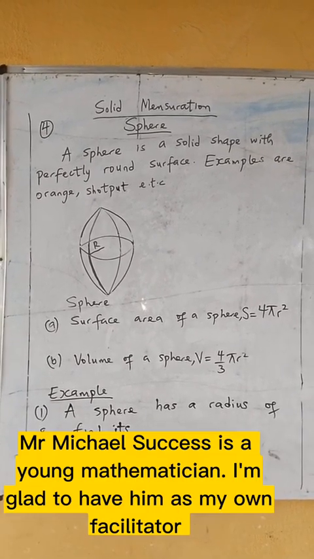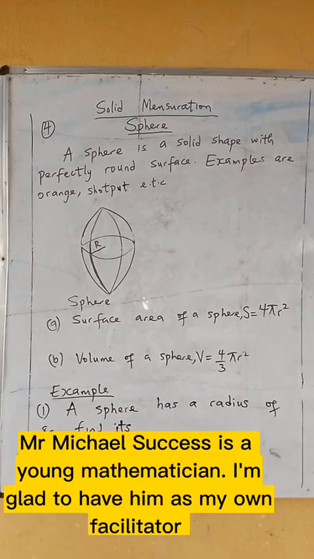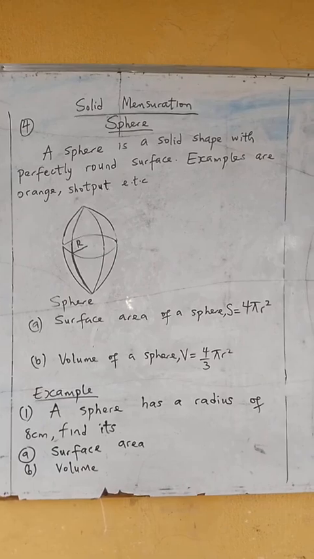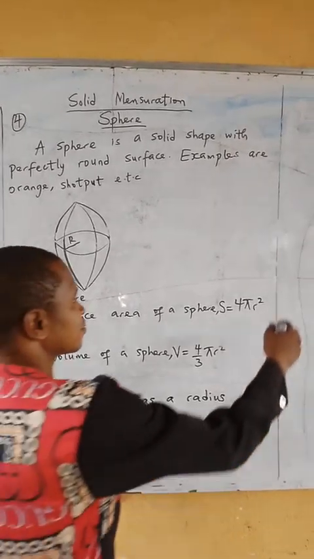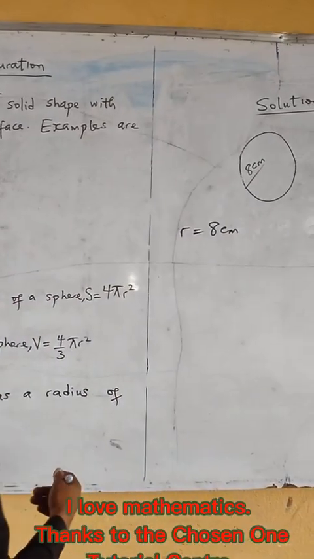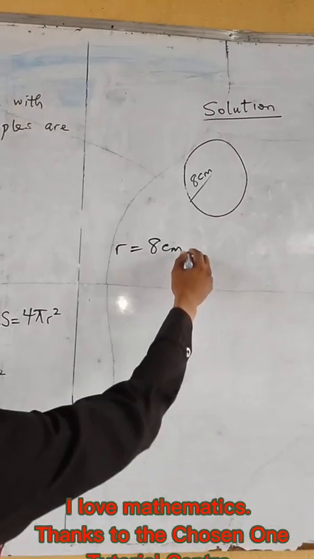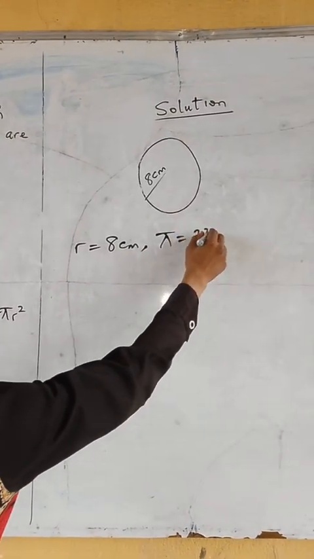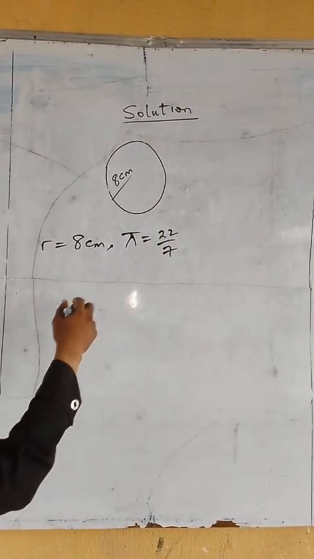A sphere has a radius of 8 centimeters. So from what we have here, the radius is 8 centimeters. Find its surface area. Don't forget that pi is 22 over 7. It has a constant value.